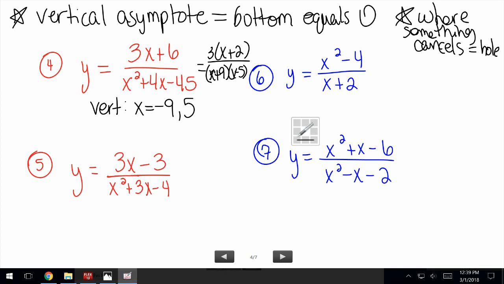Alright, let's go to number 5. Here we go. Number 5. How's that guy factored? So 3x minus 1. There you go. And then?